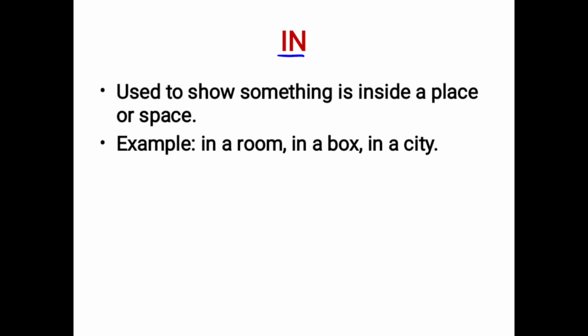In is used to show something is inside a place or space, and something that has walls around it, for example, in a room. Now a room has 4 walls. The same, in a box. A box has 4 walls. In a city. A city is always surrounded, or a city has walls.